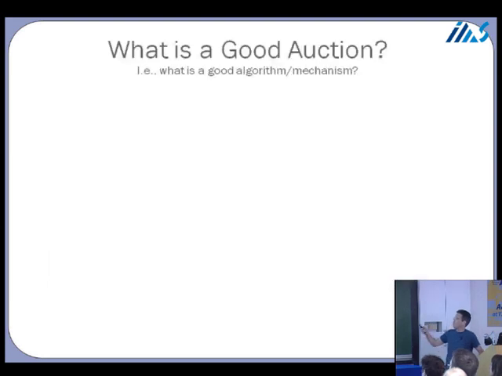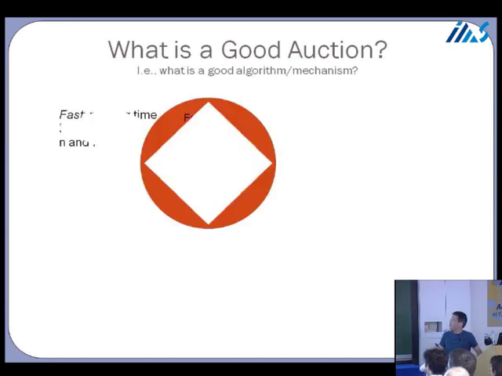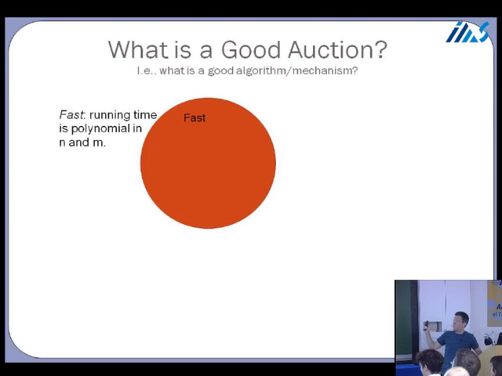All right. So we want to develop good auctions, and in this talk I'm going to sometimes use the term algorithm or mechanism to denote the same thing. So what does it mean that we have a good auction? The first thing that we want is for the auction to run fast, just because I'm a computer scientist. So we want the auction to run in time that is polynomial in n, the number of bidders, and m, the number of items. And of course, it's very easy to construct fast algorithms that are not very useful, like the algorithm that never allocates any items.